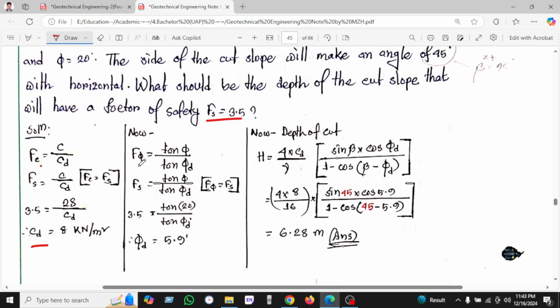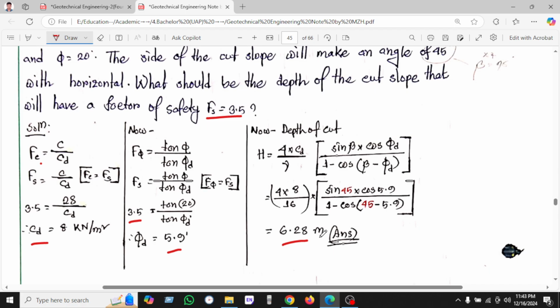Another formula we have here: the factor of safety equals tan phi by tan phi d, and putting in the value of the factor of safety, we found phi d equal to 5.9. And in this way we know the depth of cutting h equals 4 Cd divided by gamma times sin beta cos phi d over 1 minus cos of beta minus phi d, and found 6.28 meters.